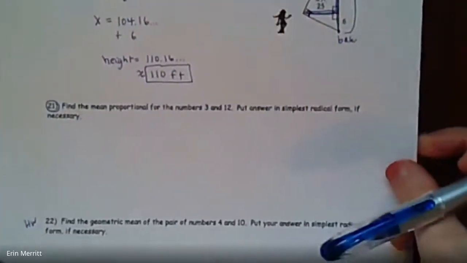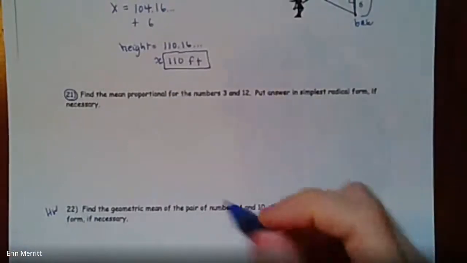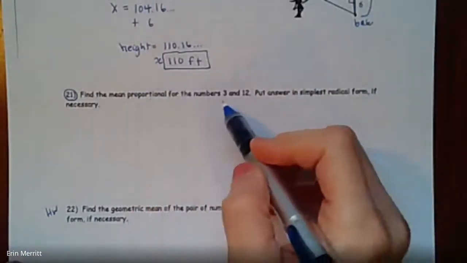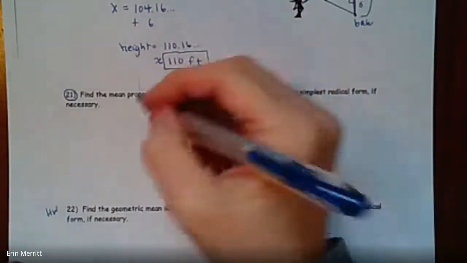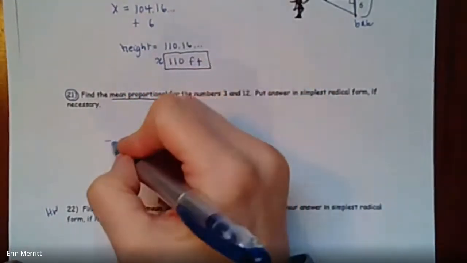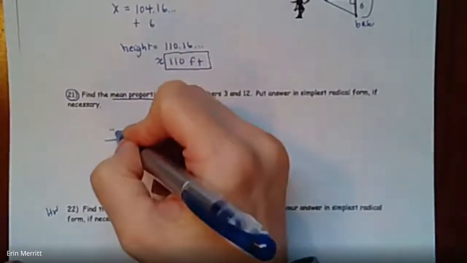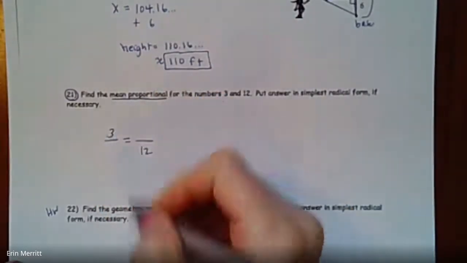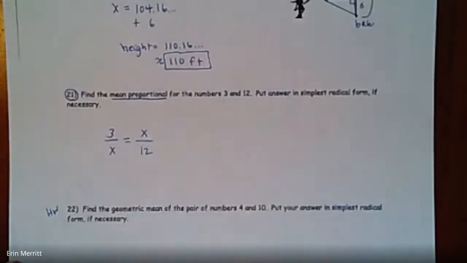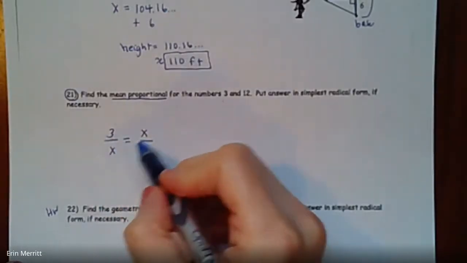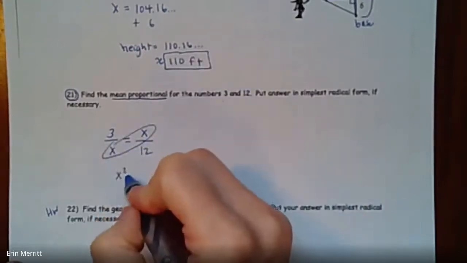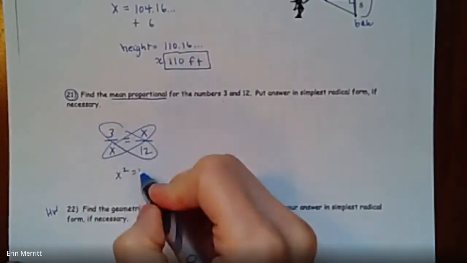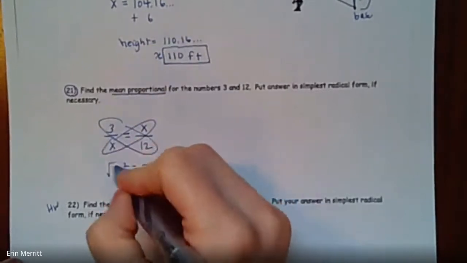21 is the last one that we'll do together before we get to class. So 21 asks to find the mean proportional for the numbers 3 and 12. I just wanted to make sure that you remembered a question like this. So mean proportional without a diagram just simply means that if I take 3 and 12, what is the value that will balance that proportion? So 3 is to x as x is to 12. So if we cross multiply, we're going to get x squared equals 36. And then take the square root.